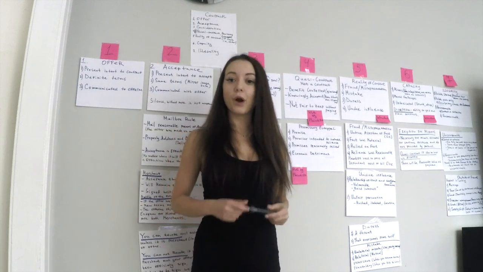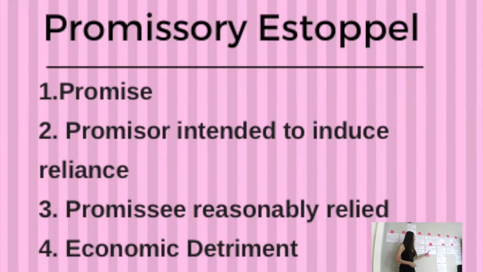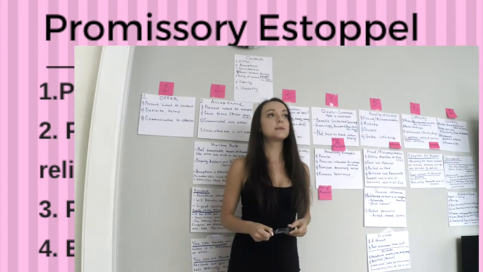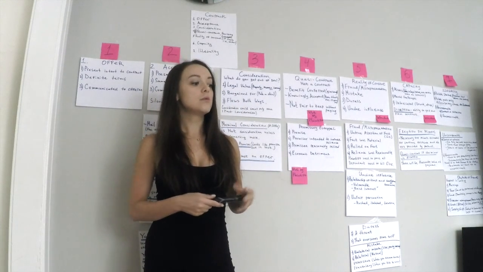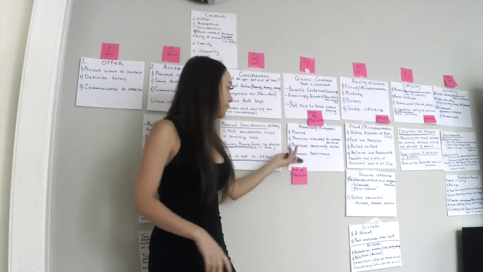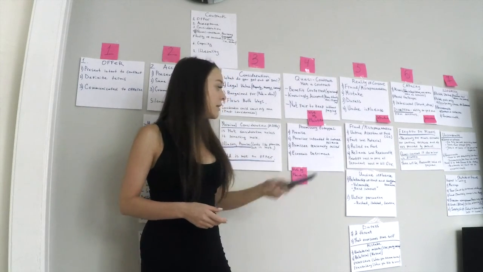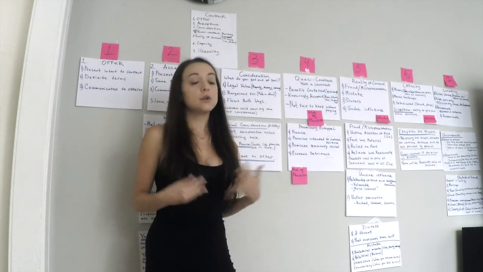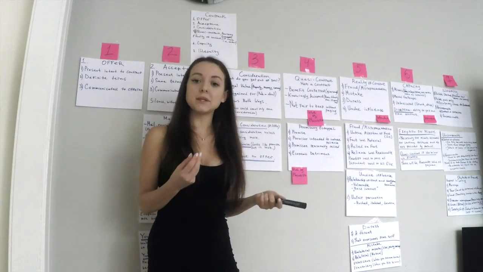Now we're gonna talk about promissory estoppel. Promissory estoppel has four elements. First, it is a promise. Second, the promisor intended to induce reliance. That means you kind of relied on an action that could be beneficial for you. Third, the promisee reasonably relied. That means if someone made you a promise, you thought that you could rely on that person because you had some sort of relationship with that person. Fourth, economic detriment. That means that you lost something or you got damaged because that promise did not happen.